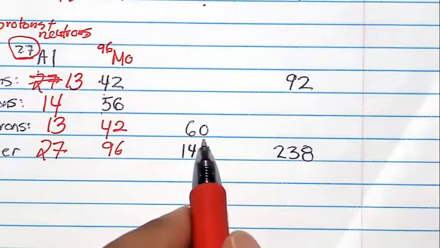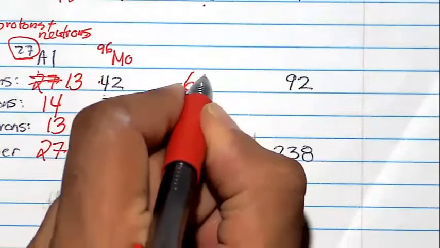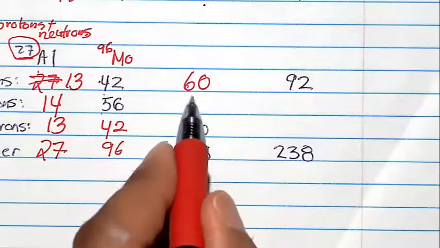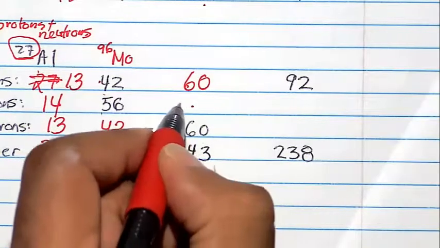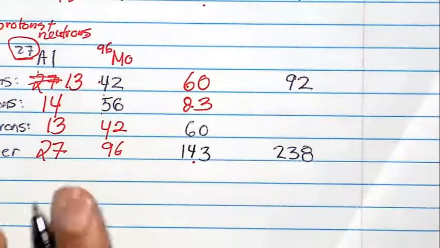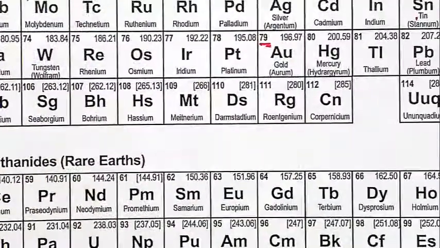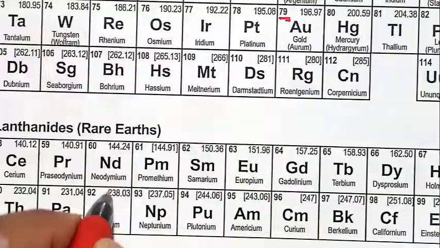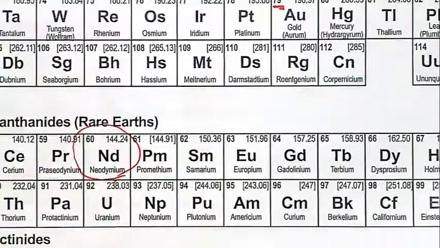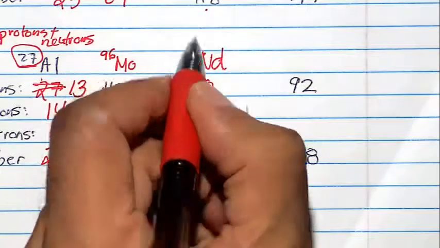What about this? The number of electrons is 60. If we know that this is a neutral species that does not form ions, it's going to be 60 protons. And this plus this is your mass number, so that will be 83 neutrons. And an element in the periodic table that has 60 protons is going to be this element here, neodymium. So Nd 143.